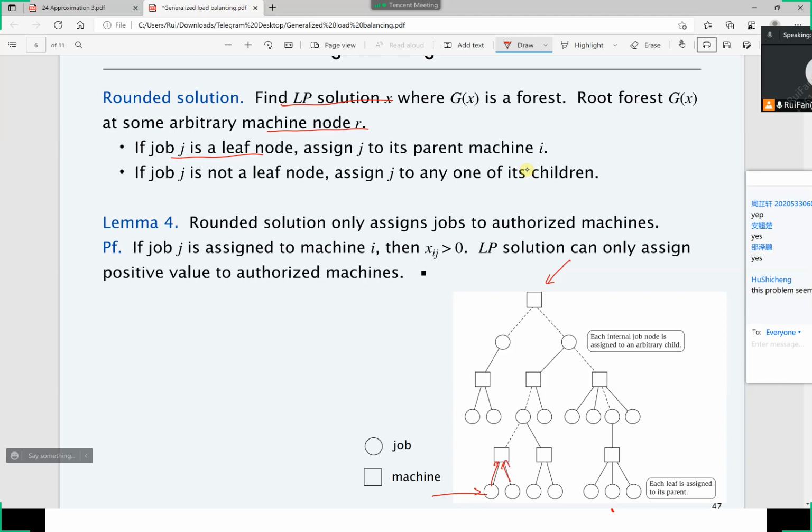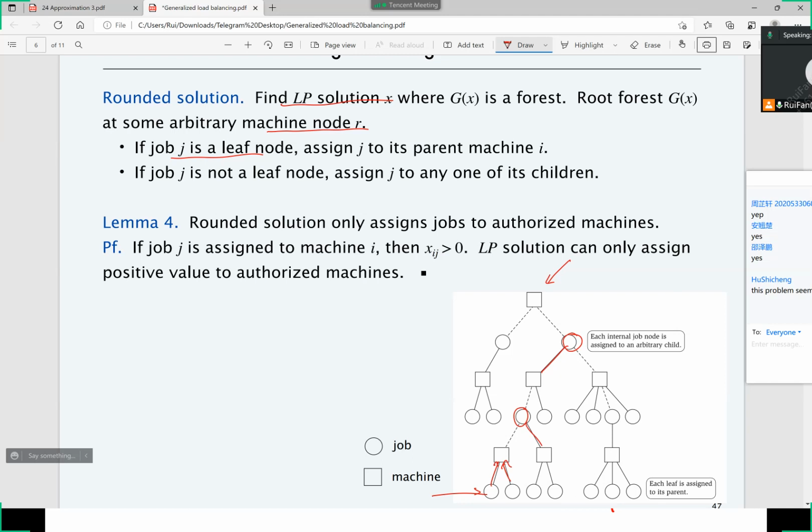All of these leaf nodes get assigned just to their parents. And now for other job nodes, which are not leaves, for example this one, we're going to assign this job to one of its children. This job actually has multiple children, but we're just going to pick an arbitrary child and assign it to that child. For example, you assign this one to the left child, and this job you assign to the right child. You just arbitrarily assign it to one of its children.